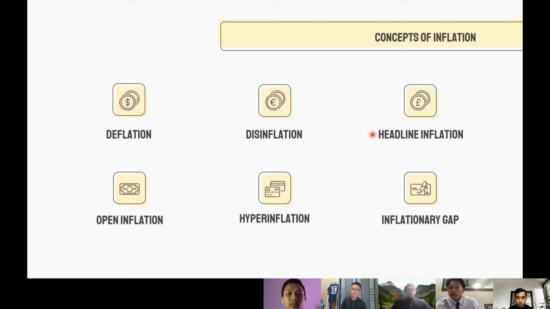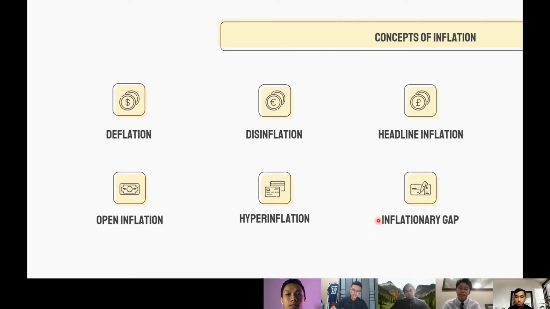Other than that, headline inflation does not present an accurate picture of economic inflation trends, since sector-specific inflationary spikes are unlikely to persist. That's all for headline inflation.